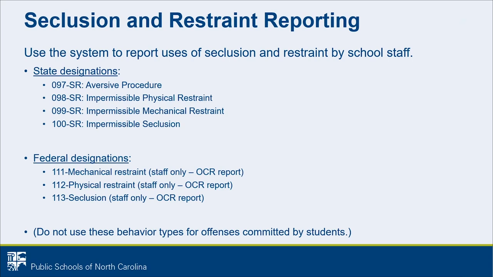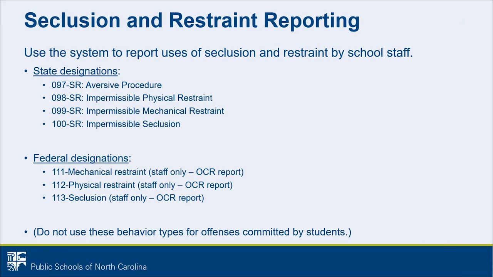All right, the next three slides will go over how to report uses of seclusion and restraints. As Joe mentioned, the state requires that you report to the state any aversive procedure, impermissible uses of physical restraints, impermissible mechanical restraints, and impermissible seclusions. The state's definitions are different from how the federal government defines mechanical restraints, physical restraints, and seclusion. Because they have different definitions and are reported on separately, each of these has its own unique code inside PowerSchool, and you can see that on the slide. But the incidents that fall under the federal definition will not always fall under the state definition, so just a reminder of that.